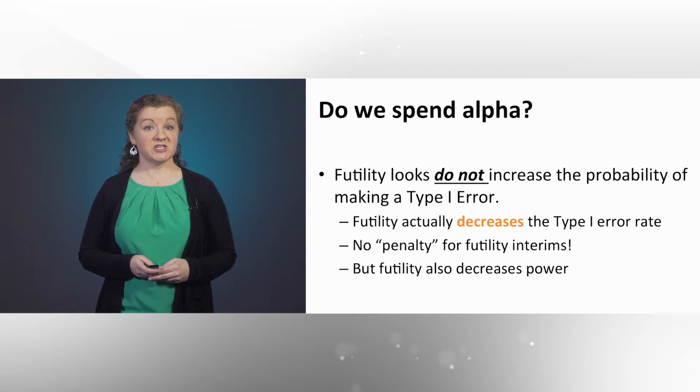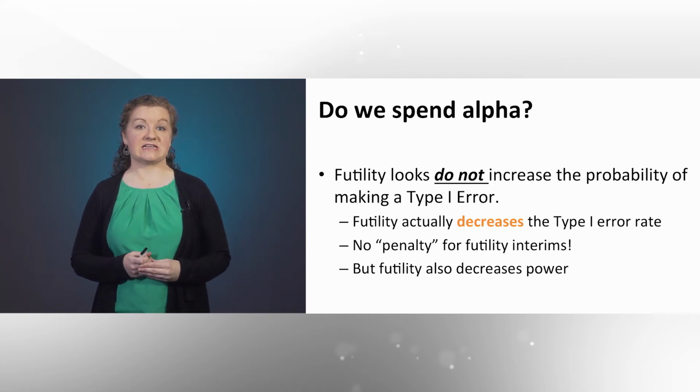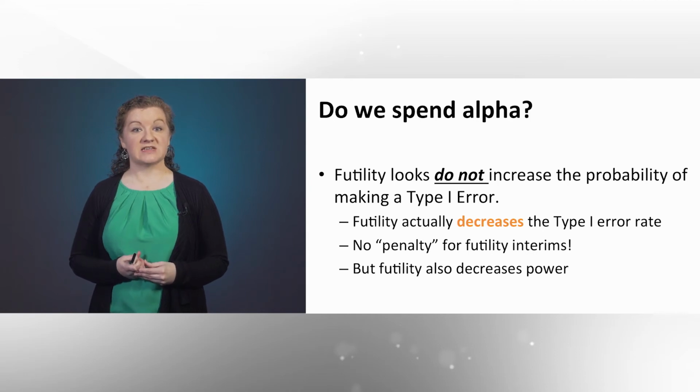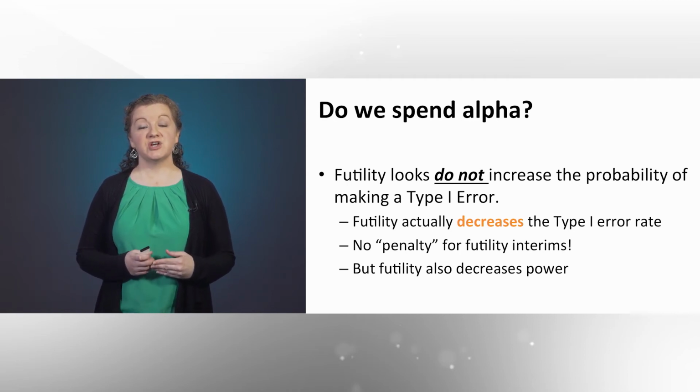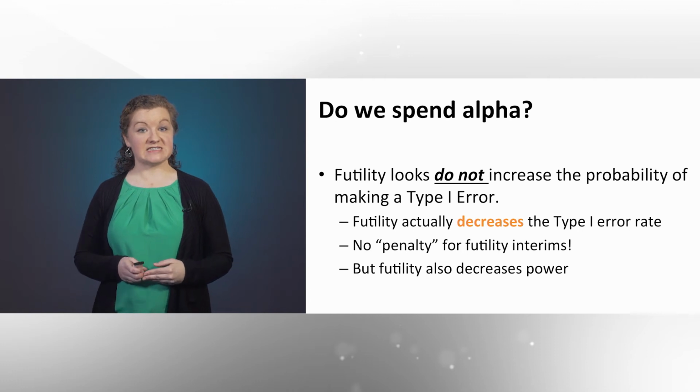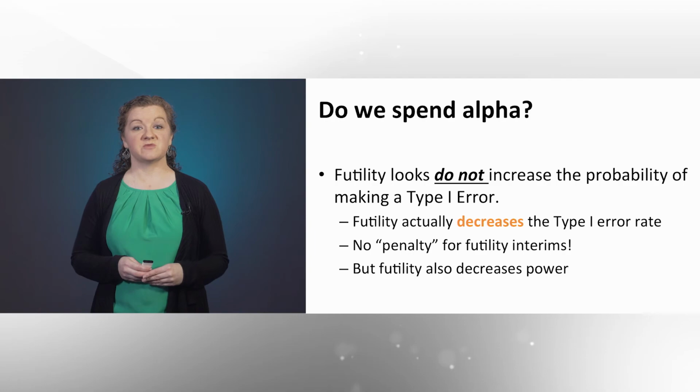An important consideration whenever we take interim looks at our data is to ask whether or not we increase the probability of making a type 1 error. Well, as we saw in our graphs earlier, the futility rule actually decreases the type 1 error rate. So there's no statistical penalty that we need to take for having futility interims. But we also saw that there's a risk of decreasing power. So we always recommend that futility rules be pre-specified as part of the design.